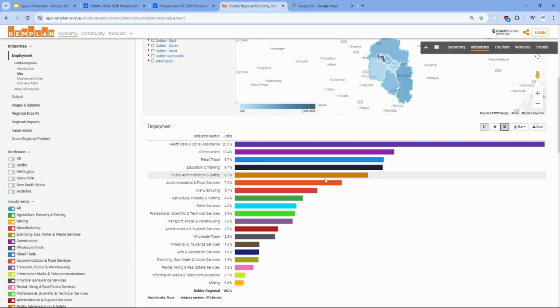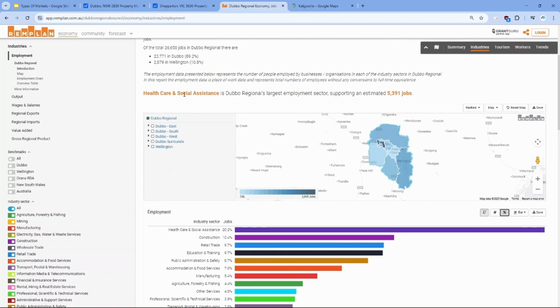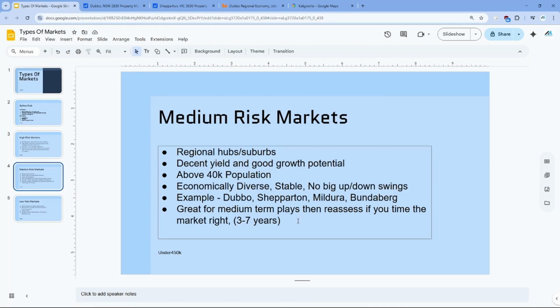It's economically diverse, it's stable, it's got affordable prices, decent yields, it doesn't have big up or down trends, and it's historically performed very well. So Dubbo is what I consider a medium risk location. And likewise, you'll find a lot of locations regionally will fall under this category. Not only Shepparton, you've got Ballarat, you've got Mildura, you've got Wagga Wagga, and more, right? And there's a lot more in regional Queensland as well as Cairns and Townsville. Townsville's a lower risk, I would say. But that's just some examples for you, right?